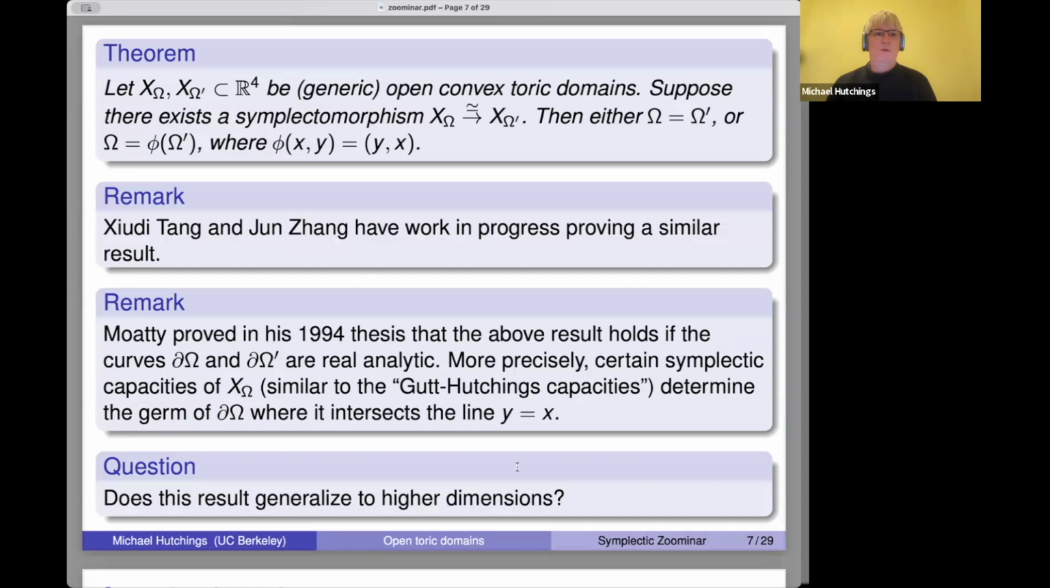So there's certainly a symplectomorphism of R4, which exchanges the complex coordinates Z1 and Z2, which corresponds to reflecting omega about the line y equals x. But anyway, if the domains are symplectomorphic, then they're the same or equal up to that reflection. And as I mentioned at the beginning, Shaodi Tong and Jun Zhang have some work in progress proving something similar.